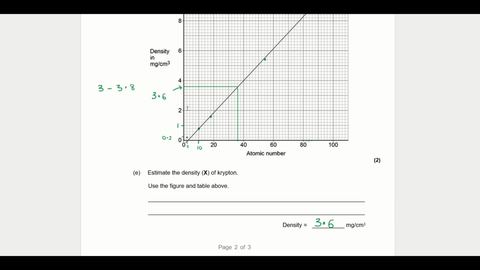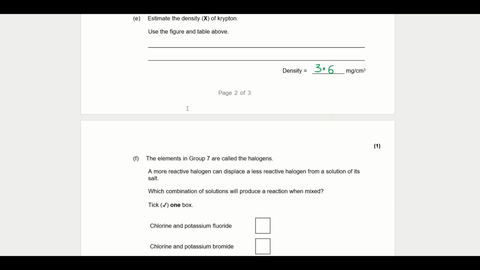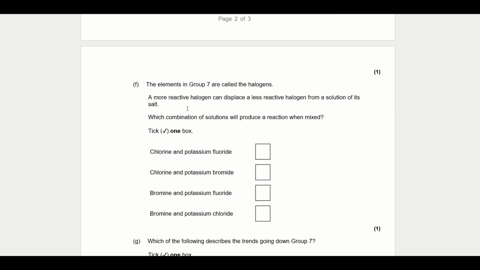Now there will be people who find this next bit tricky. It's a little bit of group 7. It says the elements in group 7 are called the halogens. A more reactive halogen can displace a less reactive halogen from a solution of its salt. Which combination of solutions will produce a reaction if mixed? So let's have a look. Chlorine and potassium fluoride. Is chlorine going to displace fluorine? The answer is absolutely not. Is chlorine going to displace bromide? Yes, it is. I'm just going to check the others, make sure I'm right here.